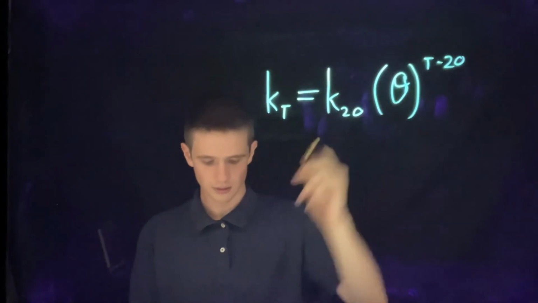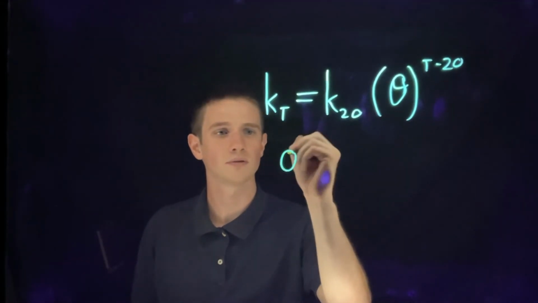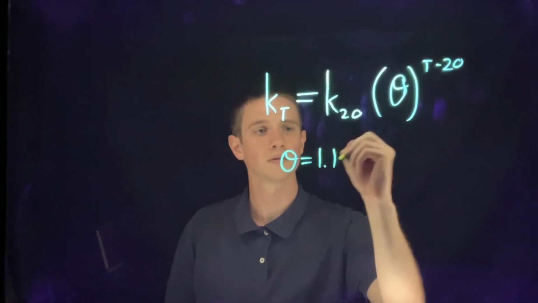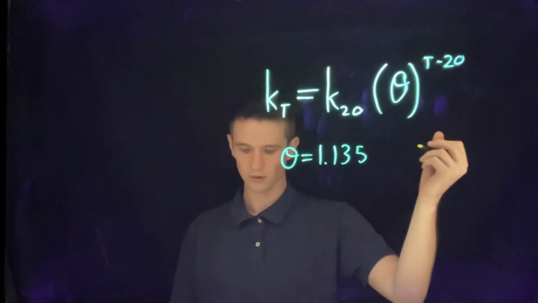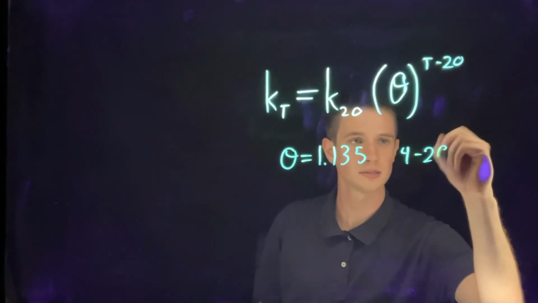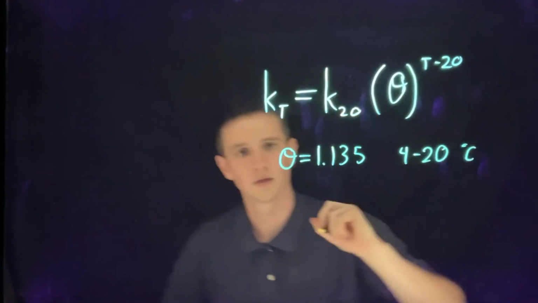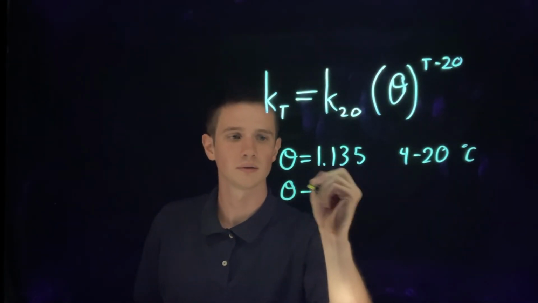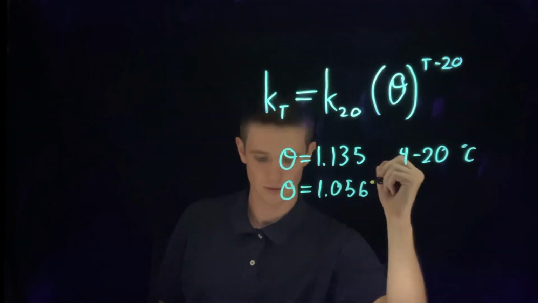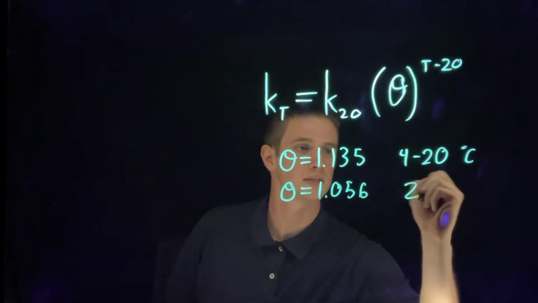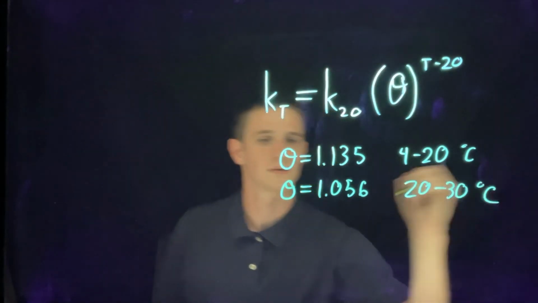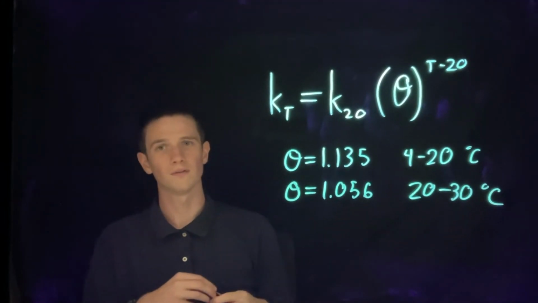Now, this theta can be either one of two things. Theta can be 1.135 for any temperatures between 4 to 20 degrees Celsius, or theta can be 1.056 for temperatures between 20 and 30 degrees Celsius. And that's how we correct for temperature.